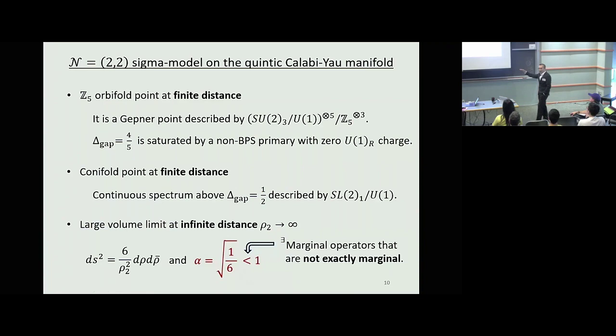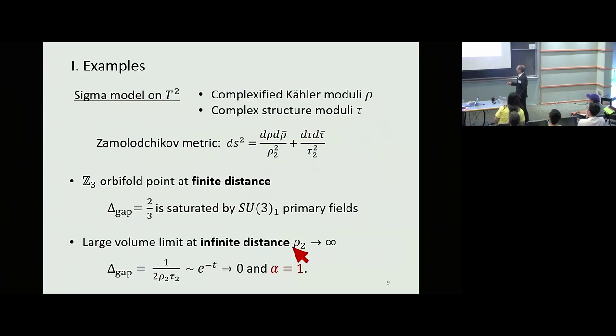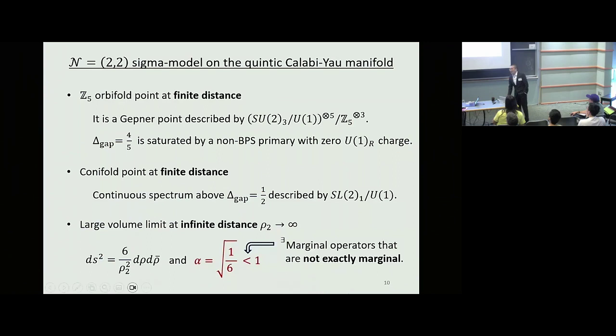And then there is an infinite distance point. If you are careful in normalizing the Zamolodchikov metric, you find that there is actually a 6 in front compared to 1 over here. So this one actually translates into alpha equal 1. Since this is normalized with 6, alpha in this case is 1 over square root of 6, which is less than 1. So this is interesting, and I'm going to explain why this does not saturate the bound. This has to do with the existence of marginal operators near this infinite distance point, which are not exactly marginal. Okay, so these are examples.